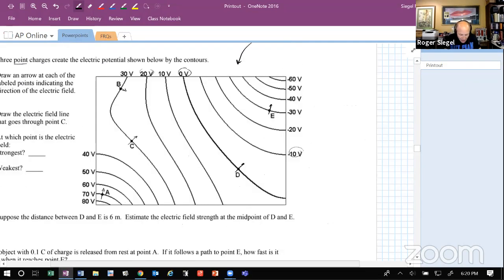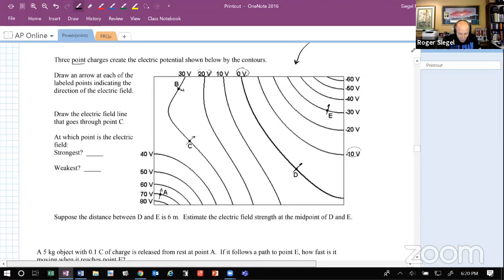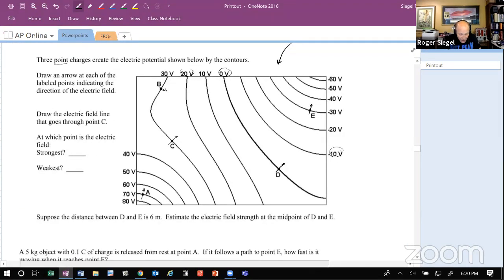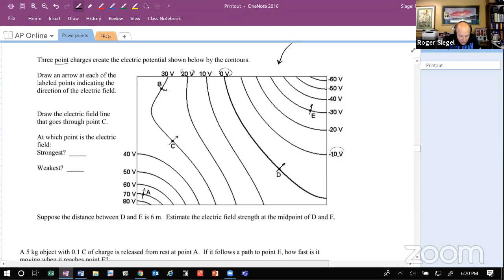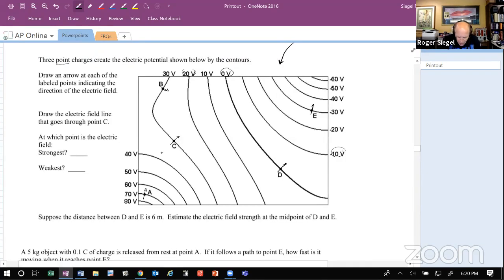It says, draw the electric field line that goes through point C. Well, I thought we did that, but the electric field line, I'm sorry. So the electric field line goes through point C. Well, we know that it's going to be perpendicular here, but look, it's also perpendicular here, and perpendicular here, and perpendicular here. And then it's probably going to be like this.